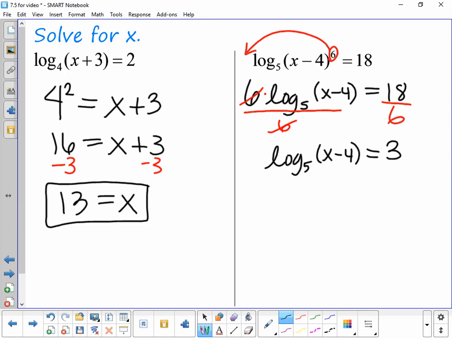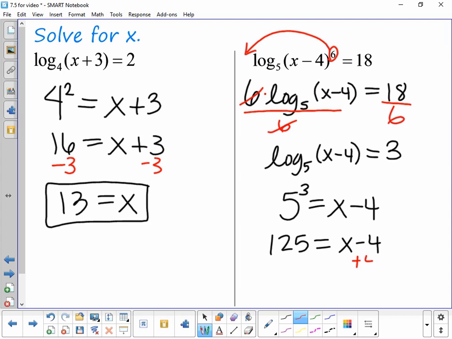So now we have that log equal to a number. We can rewrite it as an exponential. It will be 5 raised to the 3rd power is equal to x minus 4. Well, 5 to the 3rd power is just a number. 5 to the 3rd power is the same as 125. So that's equal to x minus 4. And then finally, we can add 4 to find the solution that 129 is equal to x.